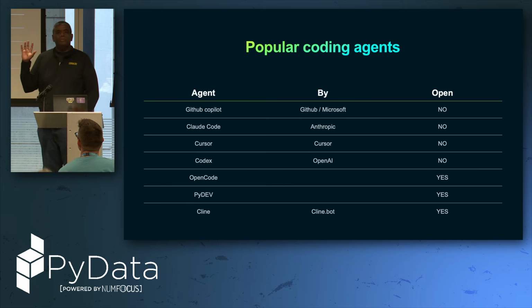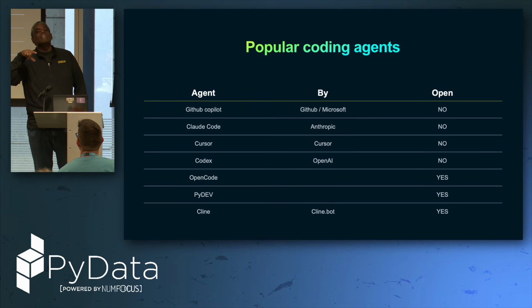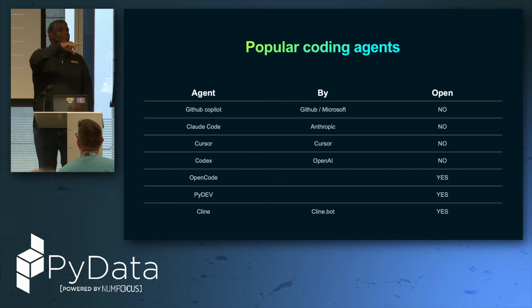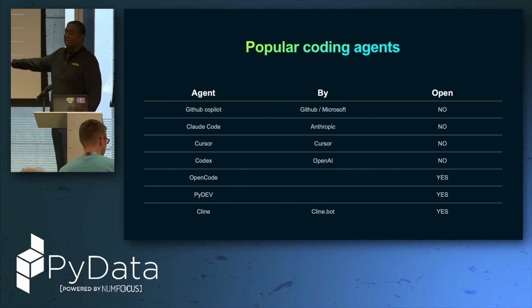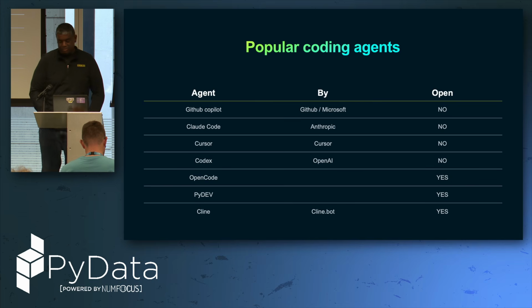I'm kind of curious, is anybody using any open coding agents? Like OpenCode, PyDev? OpenCode, yeah. So one more hand over there. What was it? Yeah. Oh yeah, Cline. So I sort of bounce between Cline and Claude Code, kind of back and forth. So that's my current stack at the moment.